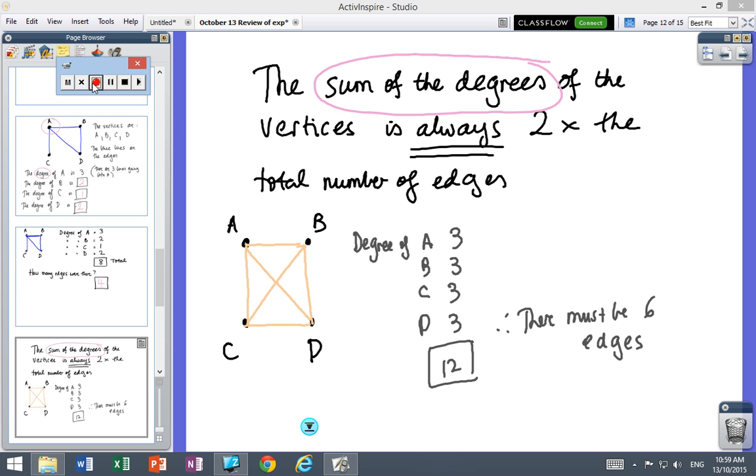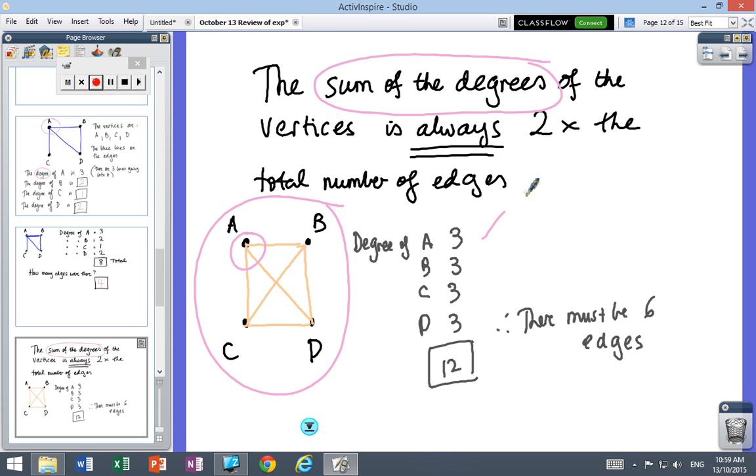Now, in the second example, down here, which is a completely new one, I've got A, B, C, D done with a lot of crossing over. So, A has 3, B has 3, C has 3, D has 3, which adds up to 12. So straight away, I must have 6 edges. So see if you can find the 6 edges.